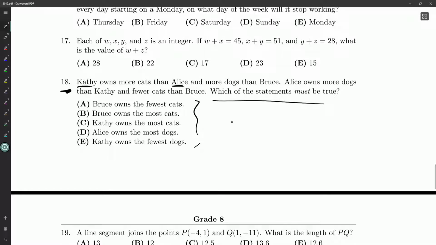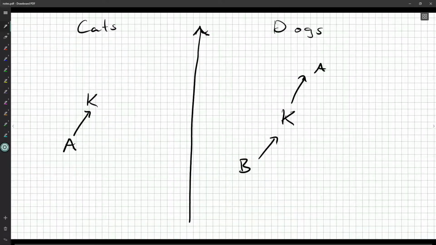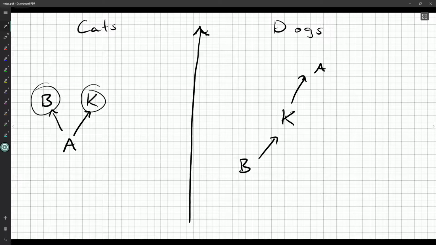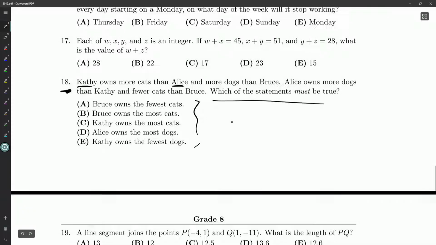Alice owns more dogs than Kathy, fewer cats than Bruce. So Alice is lower than Bruce, but I'm not given any information about Kathy's cats relative to Bruce's cats, so I can't draw any arrows. I place these two at the same height. I don't know who has more. The question doesn't tell me. One of them might, or for all I know, they're tied. Maybe they both have 20 cats. And Alice only has 19, like a schmuck.